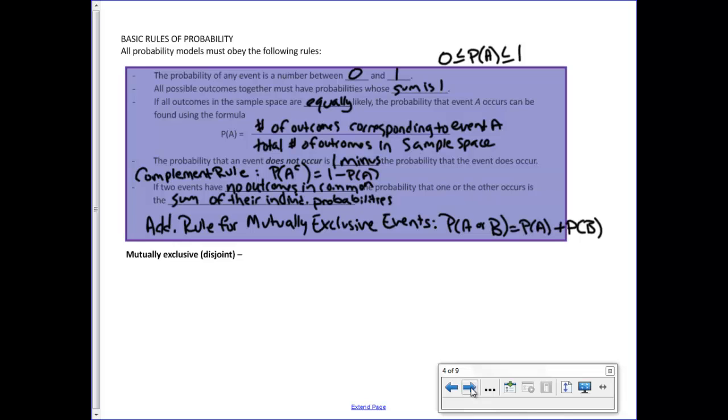These are properties, and we're gonna work with these throughout the rest of chapter 5. So I don't expect you to know it all and have it all memorized right now at this point. It's just something to refer back to. Mutually exclusive or disjoint, that just means they can't occur together. It's two events that have no outcomes in common. They can never occur together.